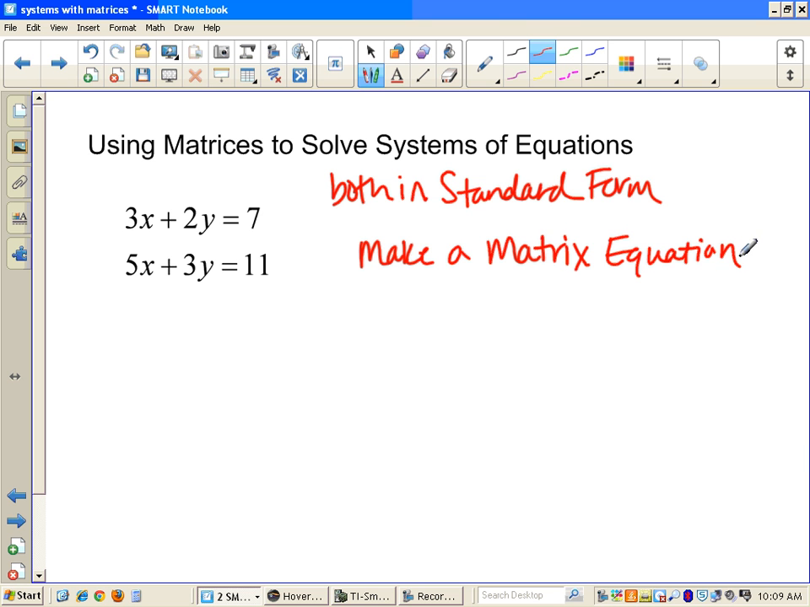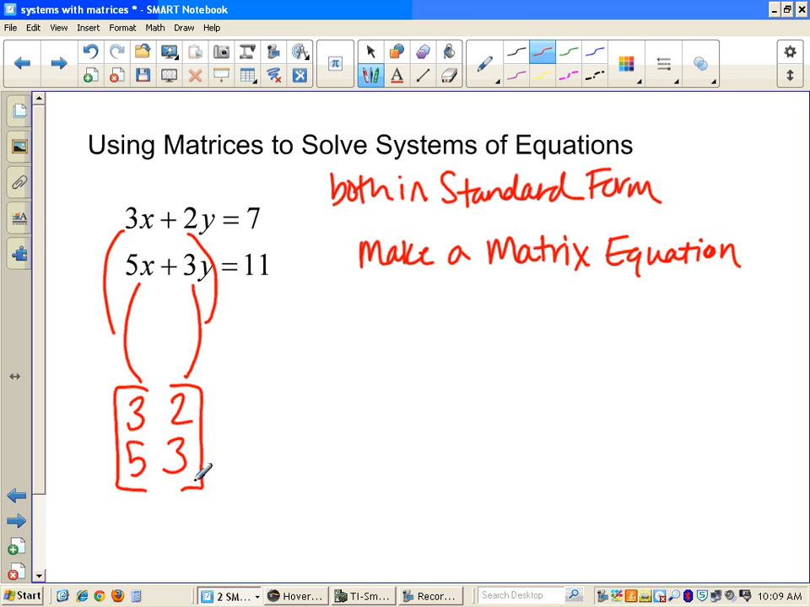So we're going to take the coefficients. The coefficients are the numbers that are right in front of the variable. We're going to take those four coefficients and put them down into a matrix. So we're going to take 3, 2, 5, and 3 and put it into a matrix. We'll just take the x and y because we know we're using x and y. So we put those into just a little matrix by themselves.